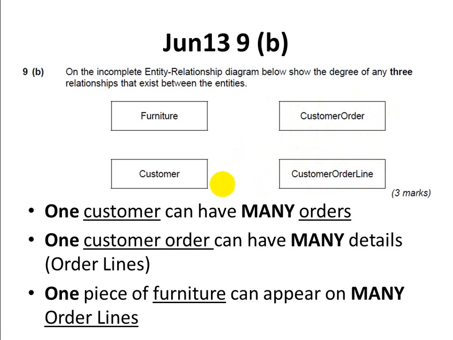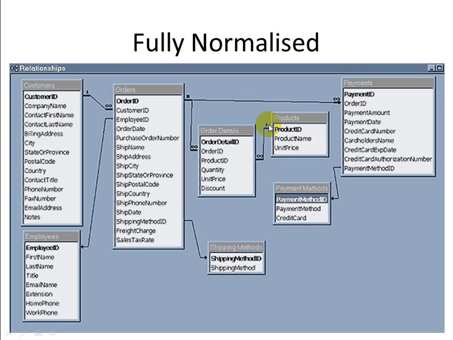What about furniture? Well, one furniture appears many times as detail on this customer order line table. So order line is just another way of saying more details on the order. What will be held in this customer order table? Well, it could be as much as this, but essentially it's going to be the date. And notice that in the June 2013 paper they had this Access Northwind standard template database in mind, because they said at the end, add in an employee table.